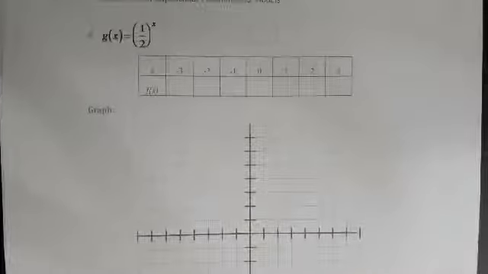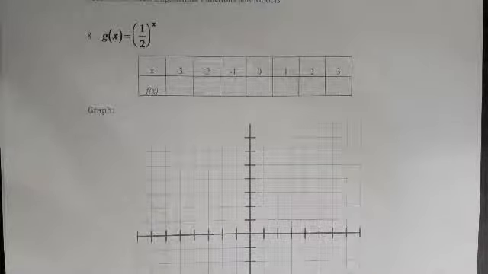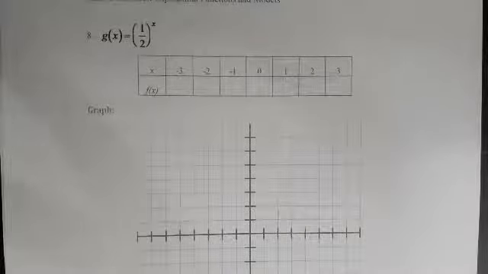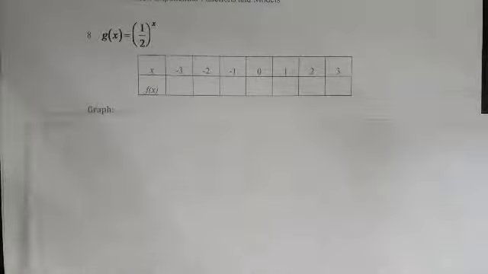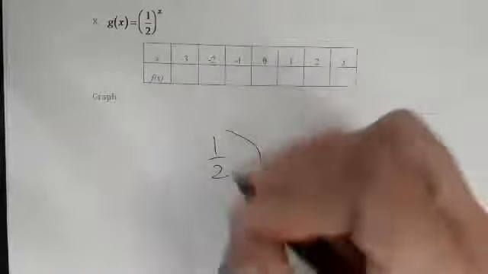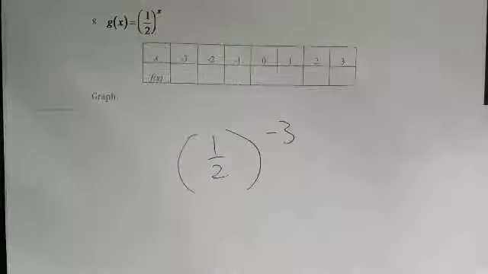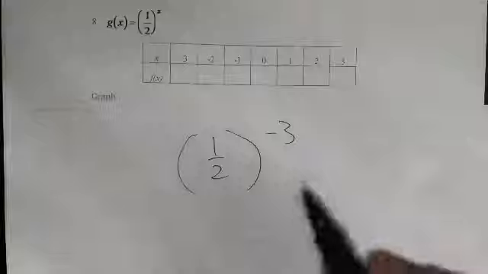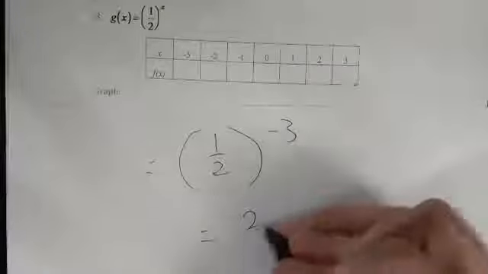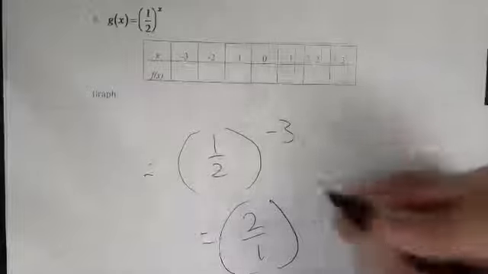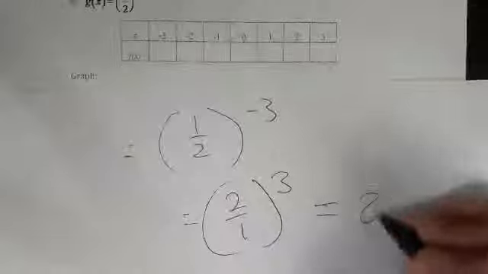So we have this graph. Now I want to think about (1/2) to the x. If we want to evaluate (1/2) to the -3, I'll take care of the negative first. I'm going to do 2 over 1, and change it to a positive 3. You might notice this is just (2/1) to the third, or 2 to the third, which is 8. So this is giving me 8.